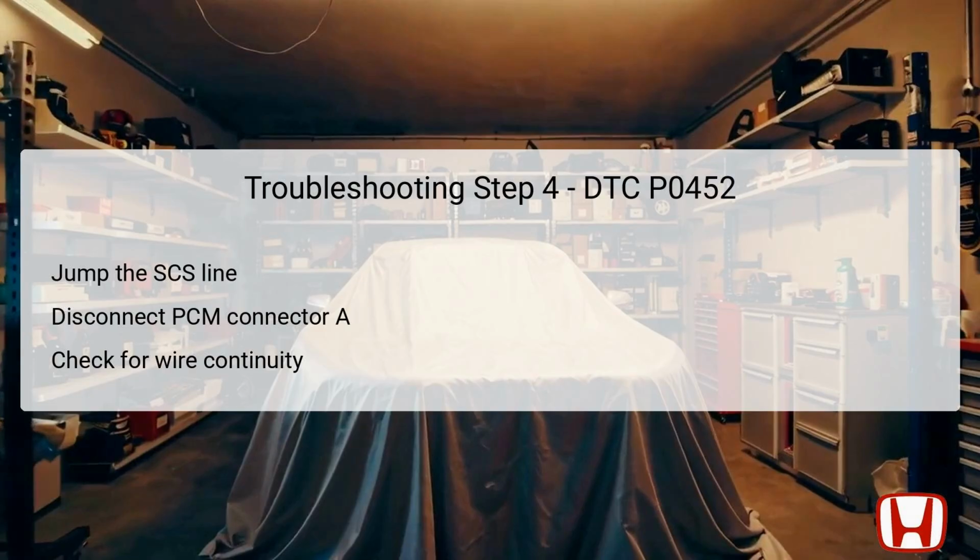Using the HDS, the SCS line should be jumped, a procedure that assists in temporarily bypassing the system's self-check protocols. After this has been done, disconnect the PCM connector A, which consists of 50 pins. At this point, it is crucial to check for continuity between the assigned test points within the FTP sensor circuit.